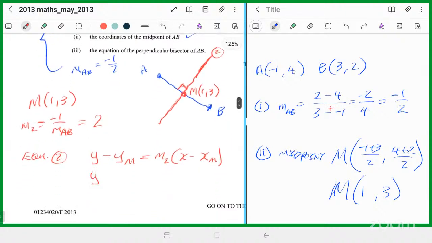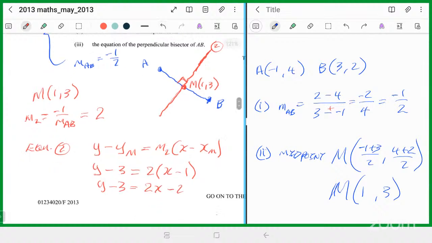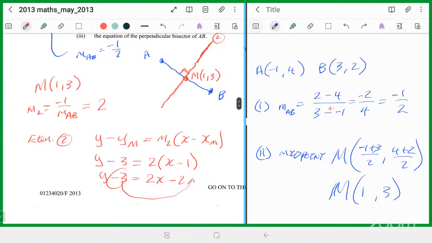So it is y minus the y value at the midpoint, which is 3. y minus 3 equals the gradient, which is 2, times x minus the x value at the midpoint, which is 1. y minus 3 then becomes 2x, and 2 times negative 1 is negative 2. Take this 3 and transpose it to the right side, and it becomes positive 3. So y equals 3 minus 2, and 3 minus 2 is 1. This is the equation of that red line.